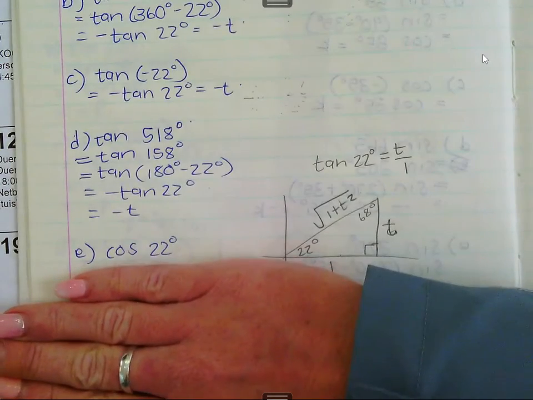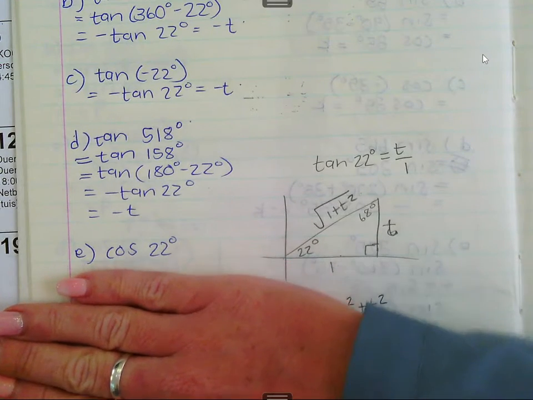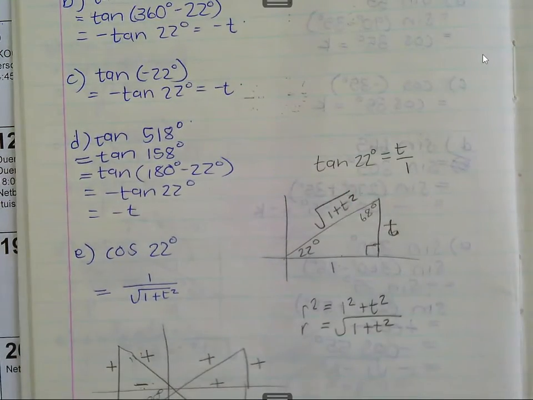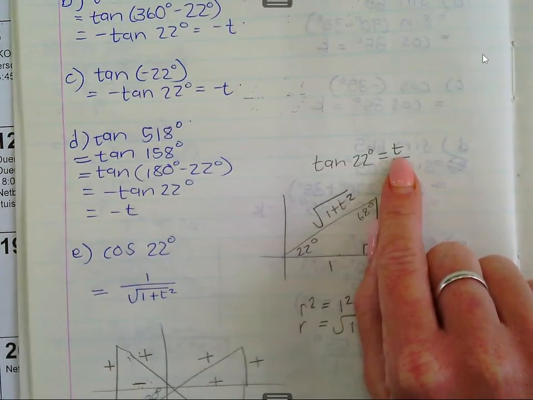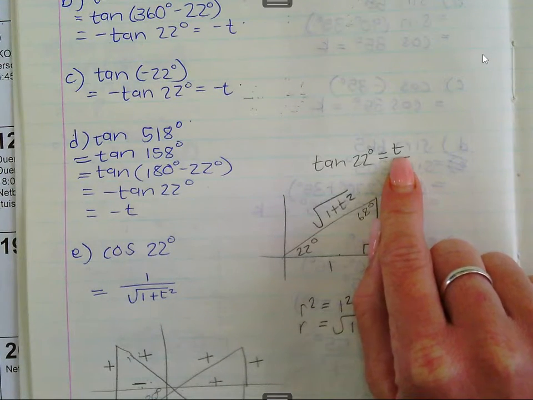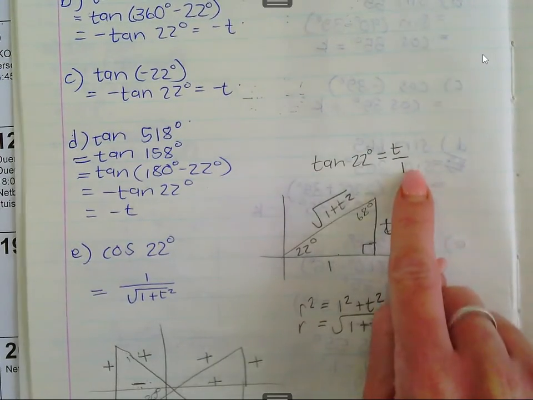Cos 22, so we're working with tan. There's no way I can get cos to be tan. So I know I must go to the diagram. They gave me tan 22 equal to T. I know that tan 22 is a ratio. It's a numerator and a denominator. So it's T over 1.